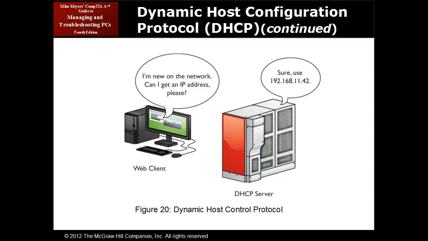Here's a picture of how this works. I'm new on the computer. I don't have an IP address. Can you give me one? And it says, sure, let me give you this one. It knows what's been given out because that's the device that hands them out, so it's not going to have duplicate IP addresses. And it says, go ahead and use this. The next computer comes on and says, okay, I'll give you the next available one, 192.168.1.1, possibly 43 and 44.